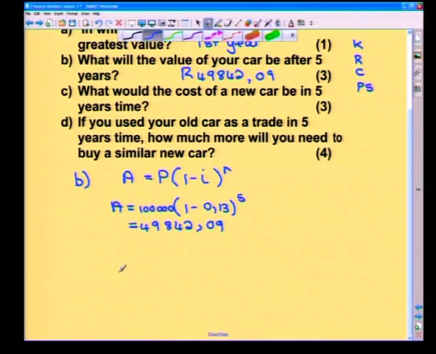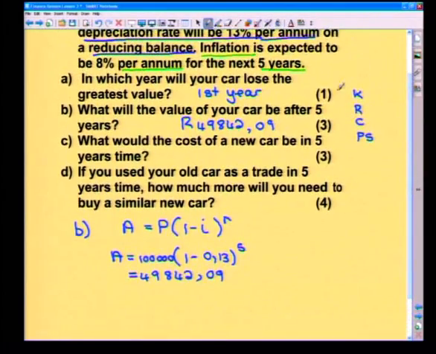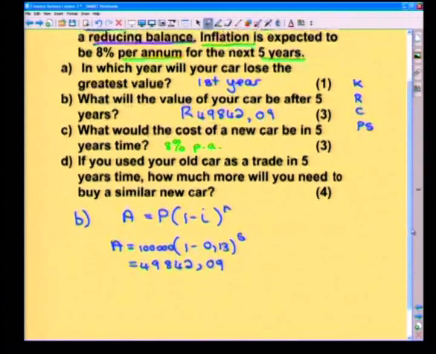Now, the next question says to me, what would the cost of a new car be in 5 years' time? So now they're referring to the inflation. So let's go up to the question again and remind ourselves, inflation is expected to be 8% per annum for the next 5 years. So now what I've got to do is see what it would cost me to go and buy that same car 5 years later, assuming that's how the prices are going up.